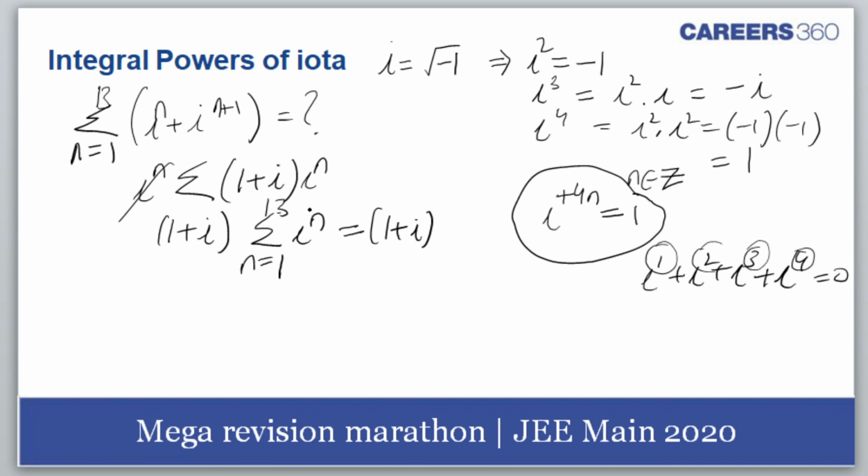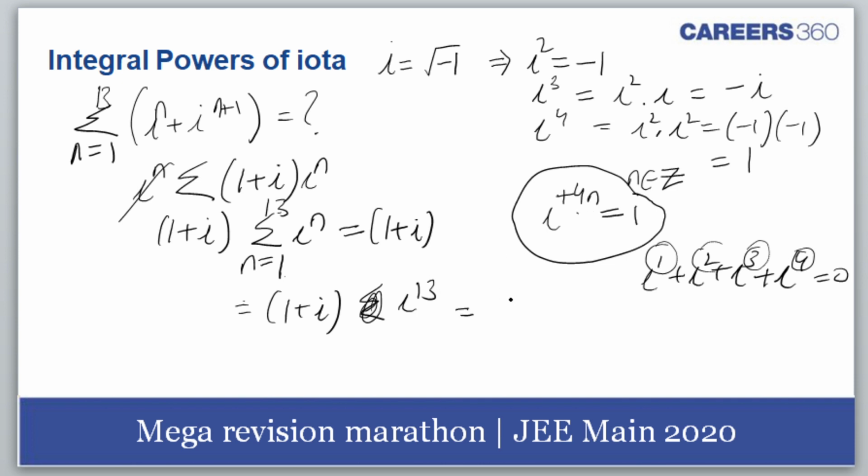So till 12 it will give me 0. Okay. So what do I have? Till n is equal to 1 to 12, I'll get the sum as 0. So iota raised to power 13 would be left. Okay. So iota raised to power 13 is what? Iota, because you'll divide it by 4.